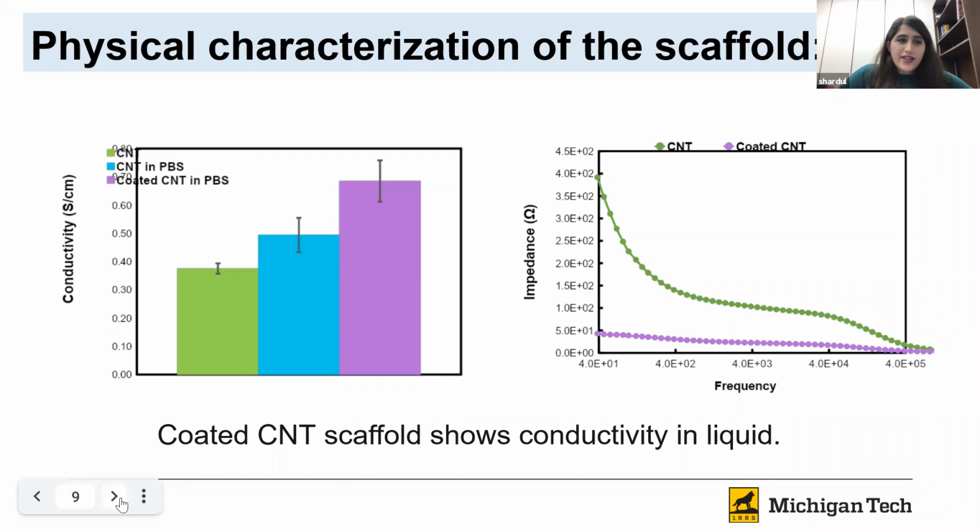For physical characterization, conductivity and impedance: the conductivity was measured for CNT forest in PBS and coated CNT forest in PBS, and it shows that there was no significant difference between them. It shows CNT forest has conductivity in liquid. The impedance, the electrical resistance, was measured, and it shows that after the coating, the impedance decreased because of the presence of the gelatin coating.